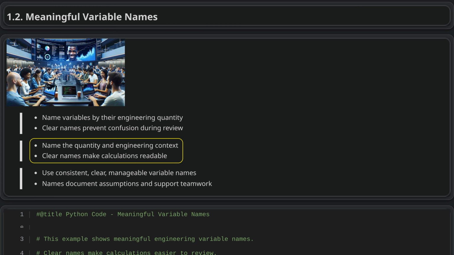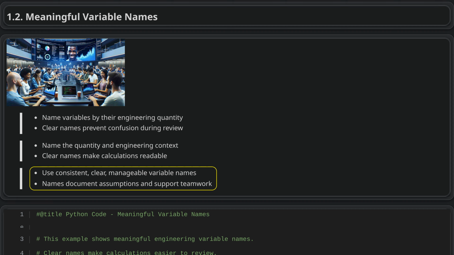Variable names in engineering calculations should state both the quantity and its context so the meaning is clear. Terms such as load, stress, pressure, or area can be ambiguous unless they specify what they refer to, such as different types of loads or areas in a design. Clear naming makes calculations easier to understand and supports professional communication.